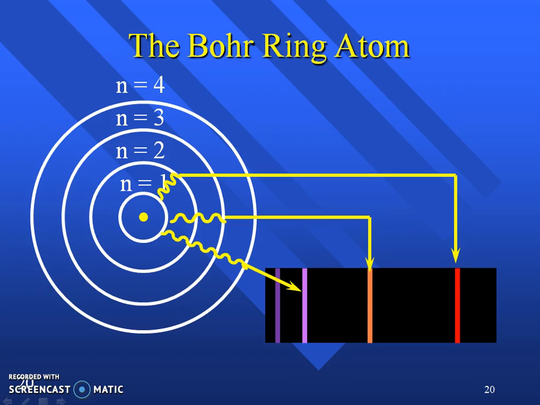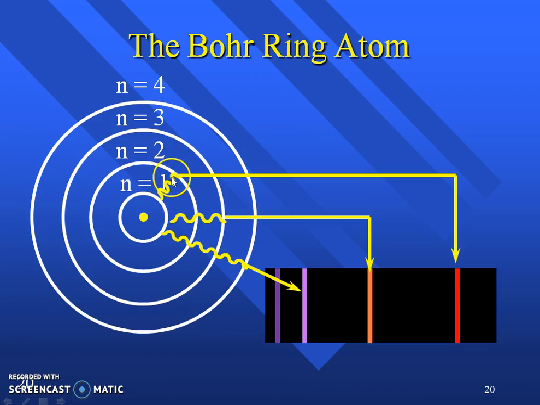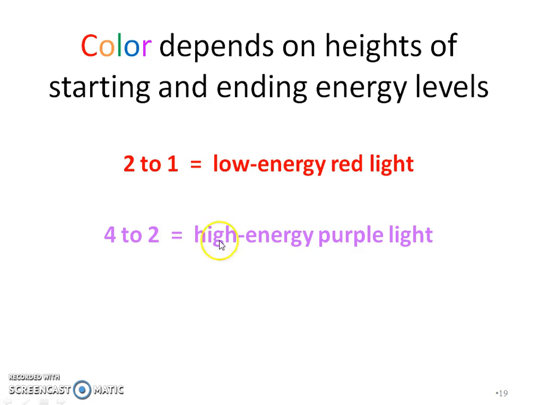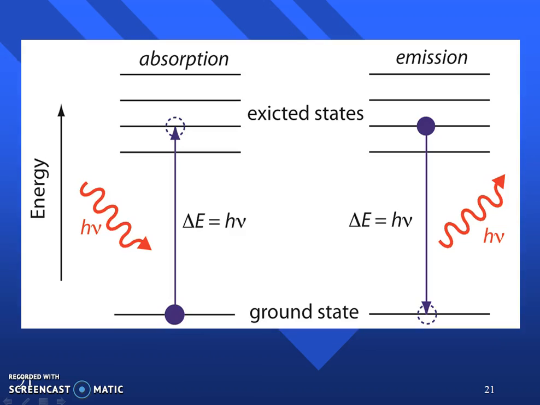So let's look at here. Ooh. So let's go back, 2 to 1. If we look here, this 2 to 1, that electron is in the second energy level going down to the first energy level, and it's going to give us some red light. And if we look at the other one, 4 to 2, now we have an electron from the fourth energy level all the way back to the second energy level, and it's going to give us this kind of purplish color.